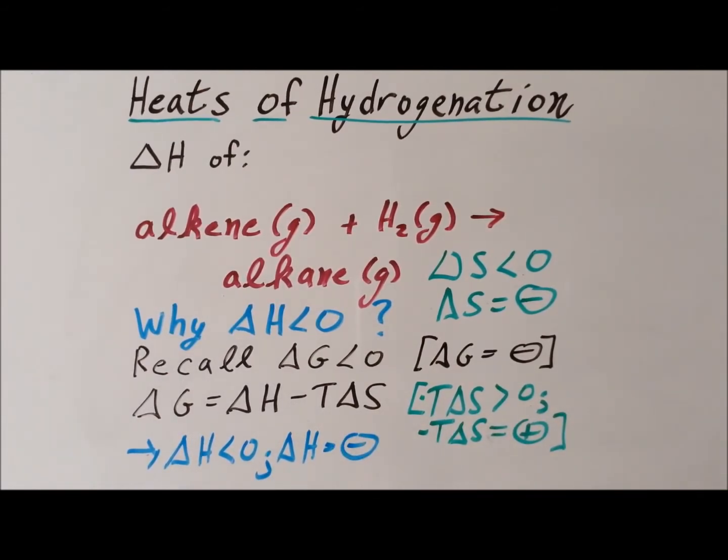This is a consequence of the definition of the Gibbs free energy, the fact that for a spontaneous reaction, delta G must be negative, and the fact that in this particular reaction, we know that delta S is negative. So as a mathematical consequence of that, we know that delta H must be negative. Therefore, the enthalpy of hydrogenation of an alkene must be exothermic. It must be equal to a negative number.